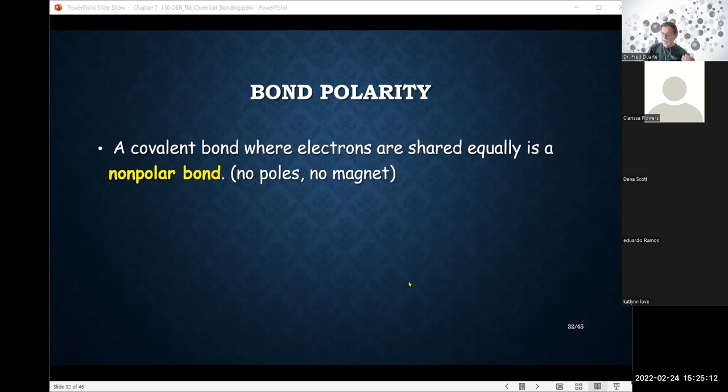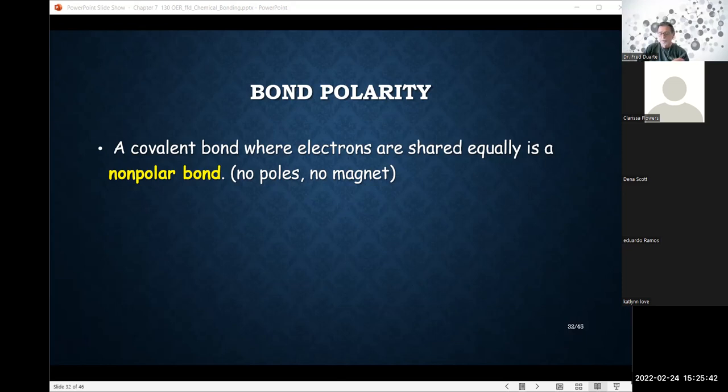You have batteries that have two poles. You have a positive and a negative. The Earth has a pole. We got the North Pole and the South Pole, okay? Now, in a covalent bond, covalent meaning that these valence electrons are being shared between two atoms, when the electrons are shared equally, that bond is called a nonpolar bond because there's an equal sharing.